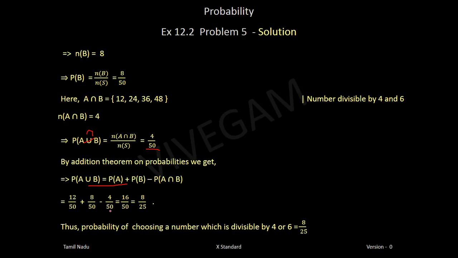Substitute all these values. So 12 plus 8 is 20, minus 4 is 16. So 16 by 50 or it is 8 by 25. Thus the probability of choosing a number which is divisible by 4 or 6 is 8 by 25.